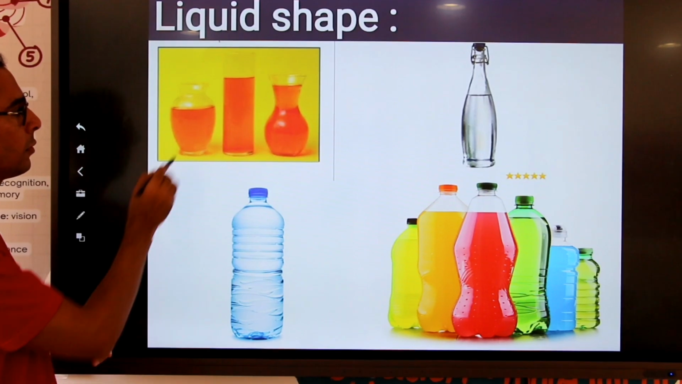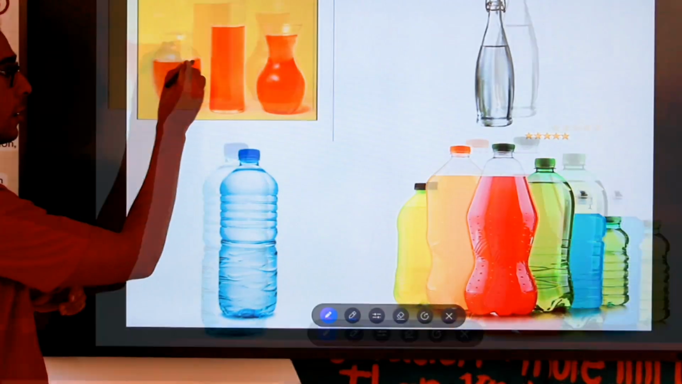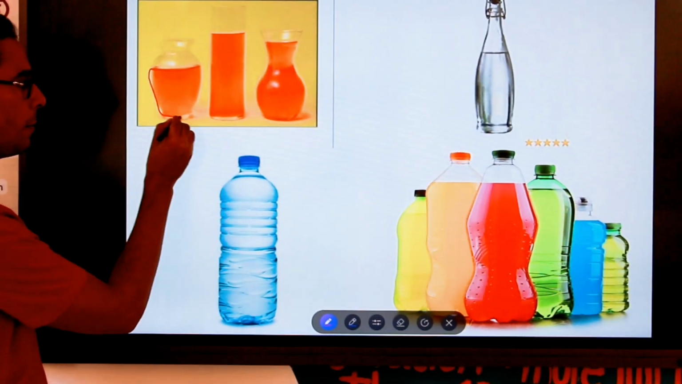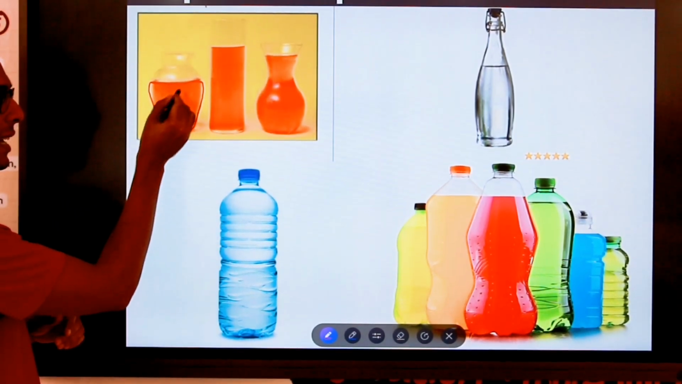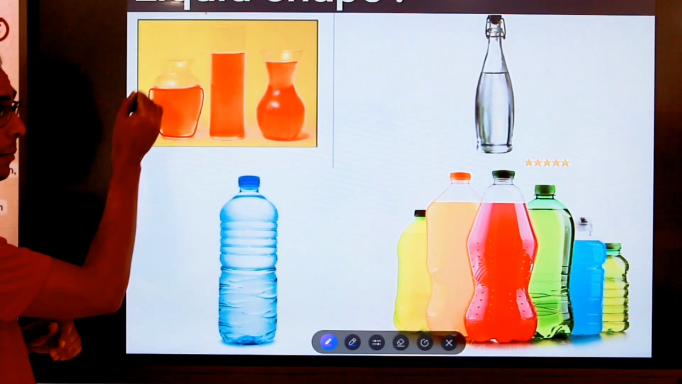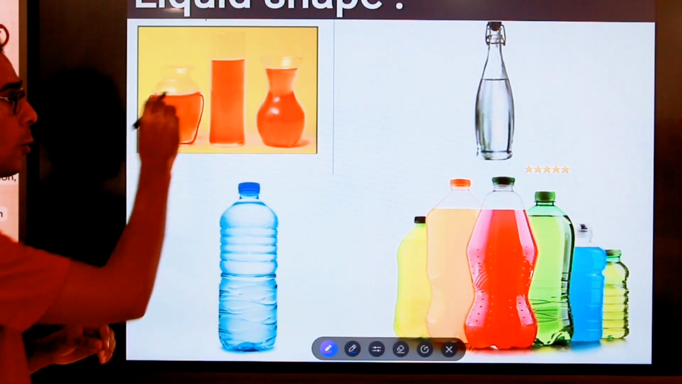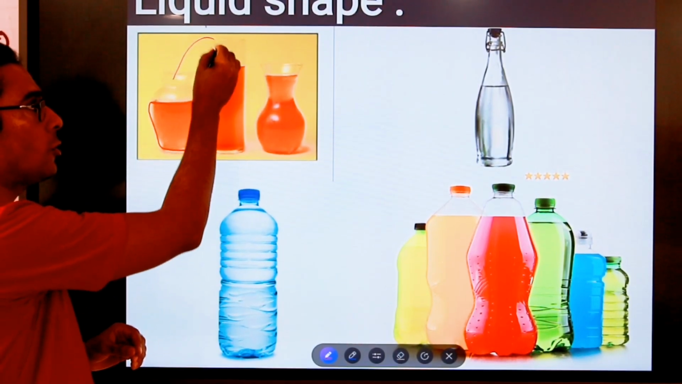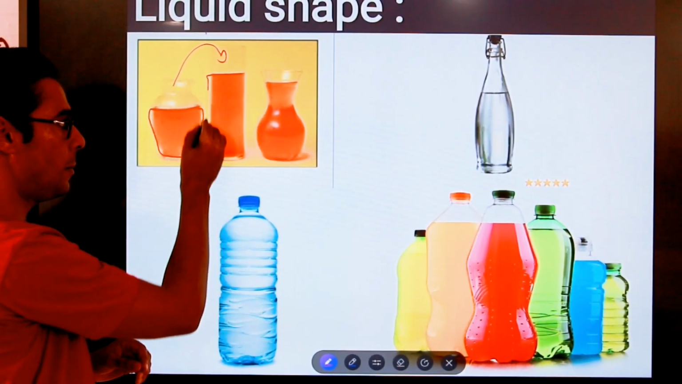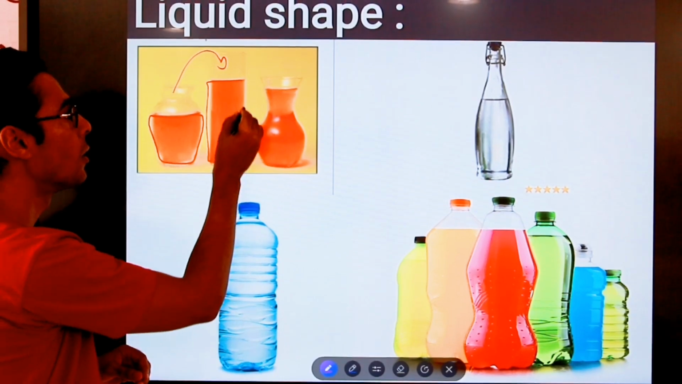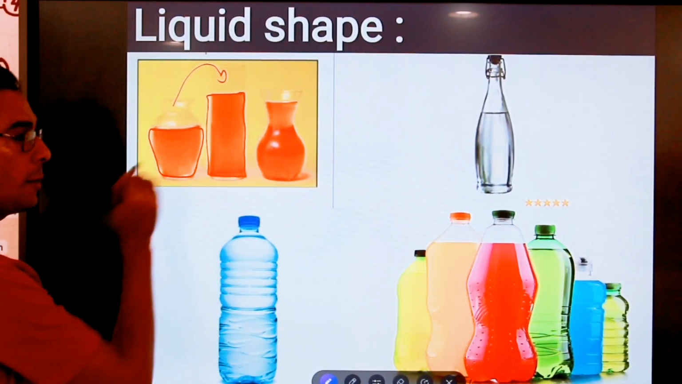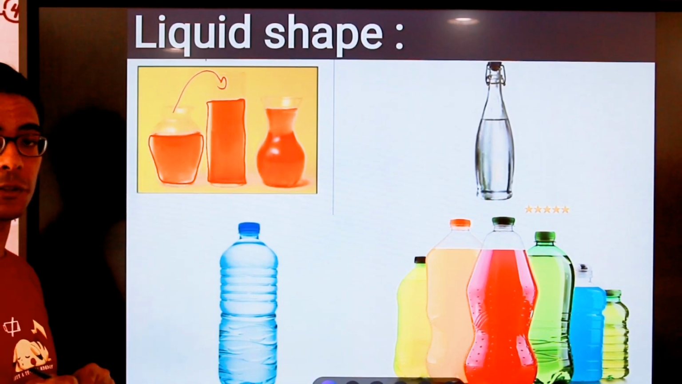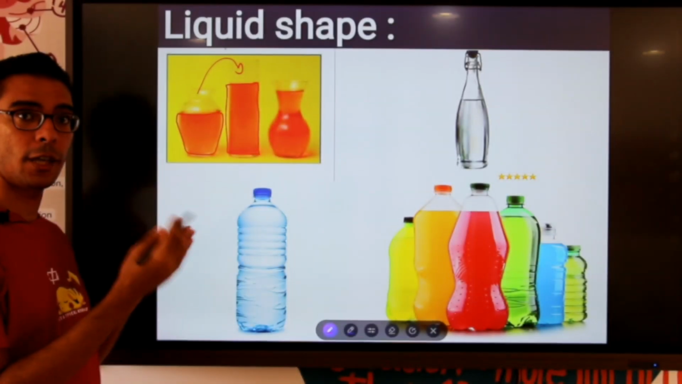Look and tell me, look at the dimensions here of the container and the shape of the orange juice. It seems like the orange juice takes the same shape as the container. When we pour the orange juice into a different cup, look at the shape that it's going to be. Is that the same shape? Are they the same or different shapes? Perfect, they have different shapes.